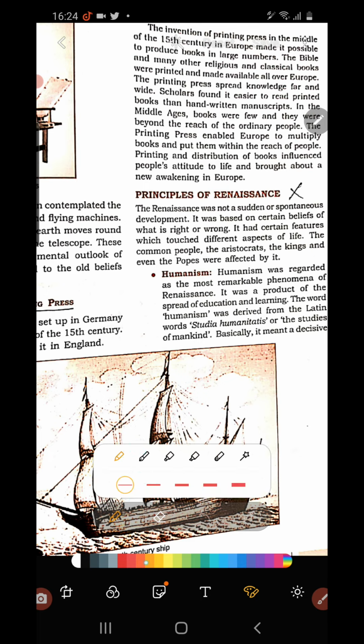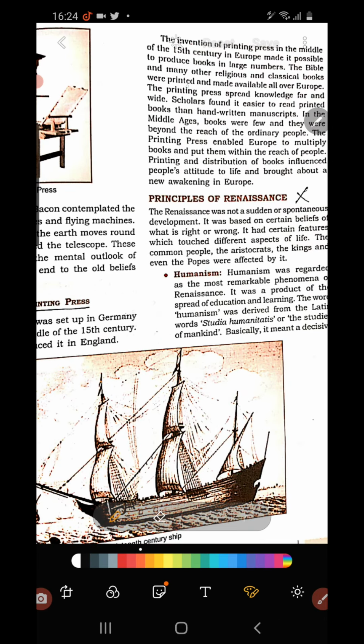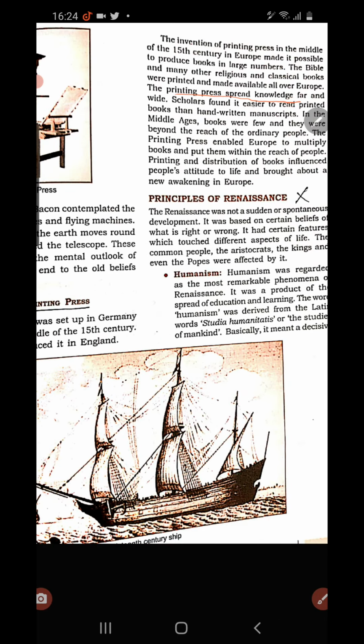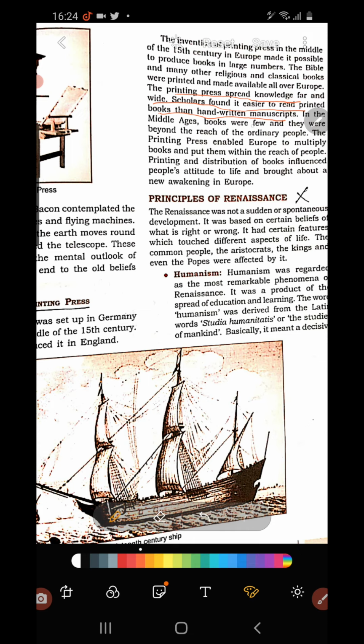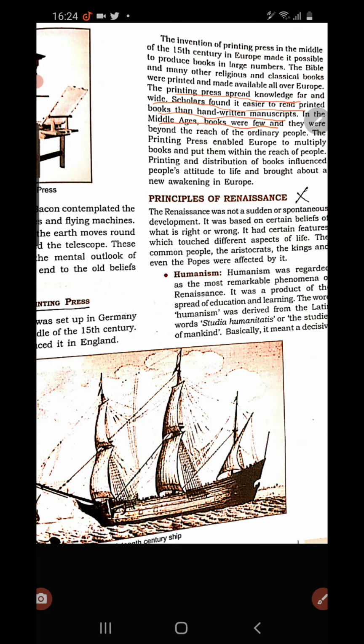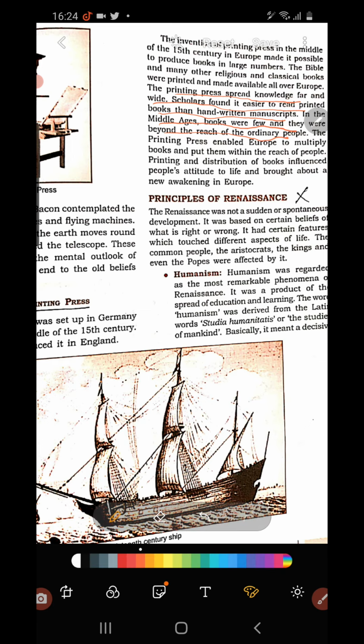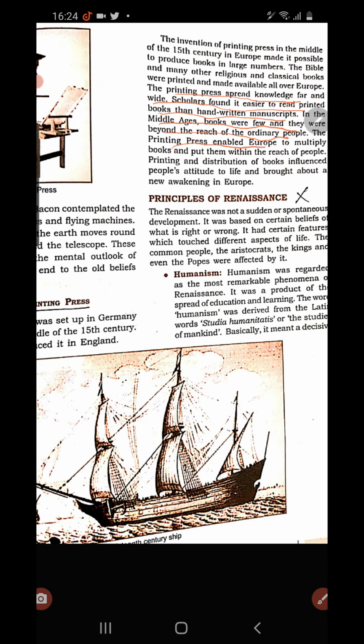So the printing press spread knowledge far and wide. Scholars found it easier to read printed books than handwritten manuscripts. So they could easily read printed books. In the Middle Ages books were few and beyond the reach of ordinary people. Earlier it was only a few, but now the printing press enabled Europe to multiply books and put them within the reach of the people. Printing and distribution of books influenced the people's attitude and life, and brought about a new awakening in Europe.